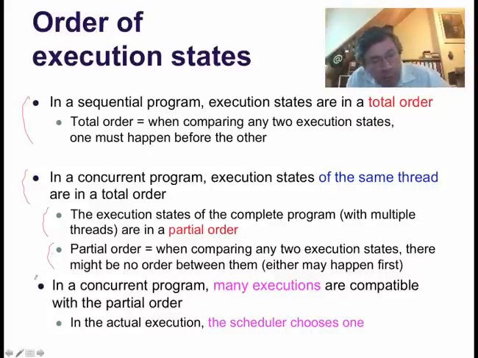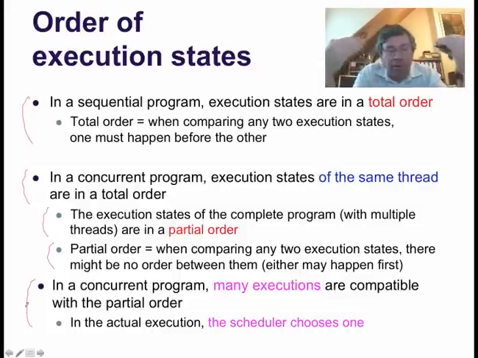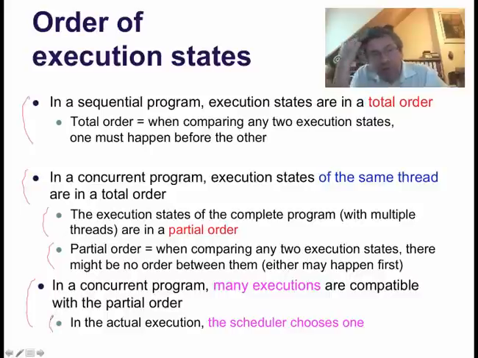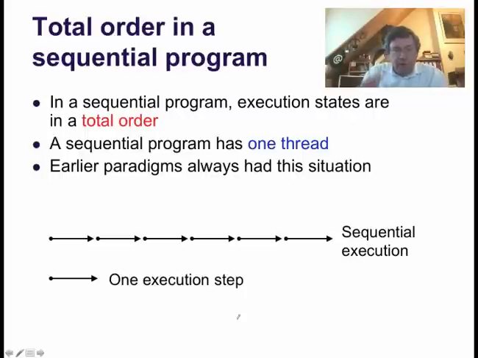In a concurrent program, when we actually run the program, we have one execution. Many executions, actual running executions, will be compatible with the partial order defined by the threads. And in fact, one of them will actually take place when the system runs. Which one? Well, we don't know. The scheduler is going to choose it. That's non-determinism. So here's a picture for a sequential program. The execution states are in a total order. Every execution state is well placed before every other one.